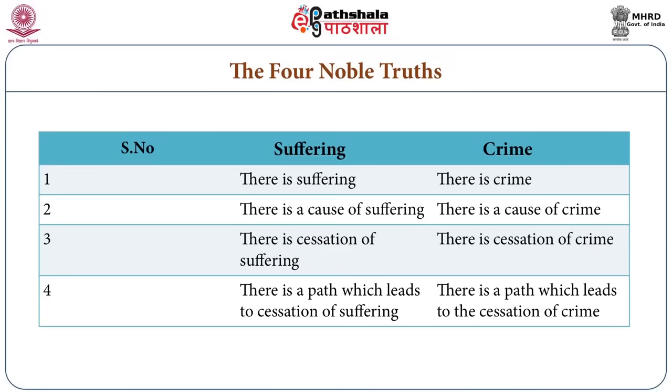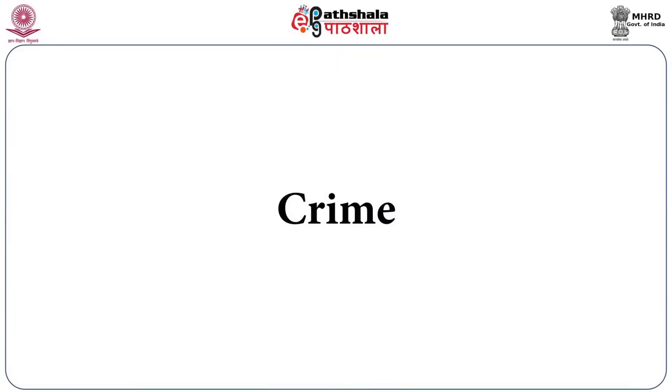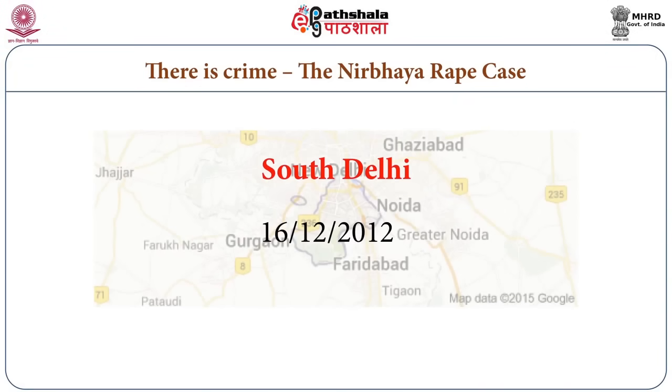The object of criminal justice, conceived in its philosophical side, is to attempt to understand the nature and causes of crime in order to lead eventually towards the cessation of crime, and to understand thereby certain theories and principles that can be exploited as that path to the cessation of crime. Let's begin with the first. There is crime, and in this we are referring to the Nirbhaya rape case. So what are the facts of this case? In South Delhi in mid-December 2012, there was a gang rape that occurred.